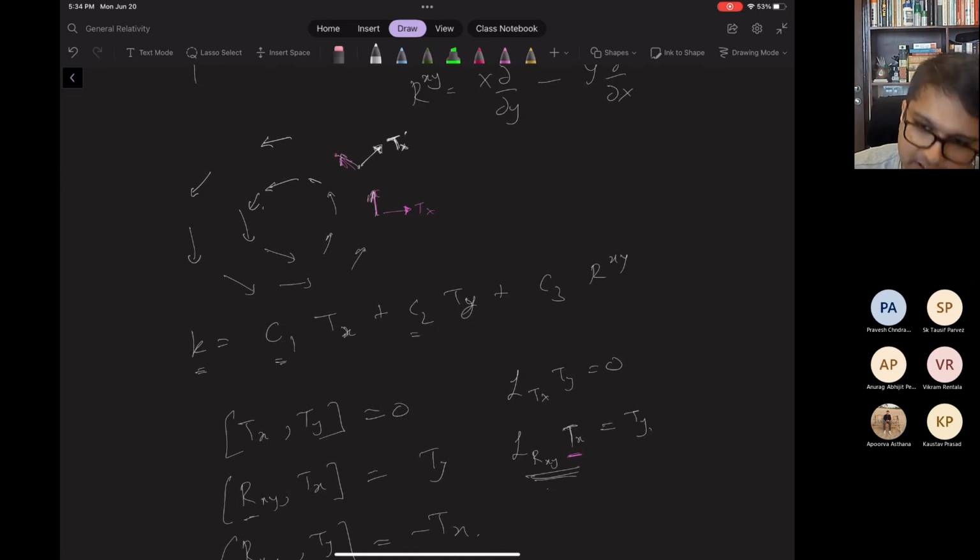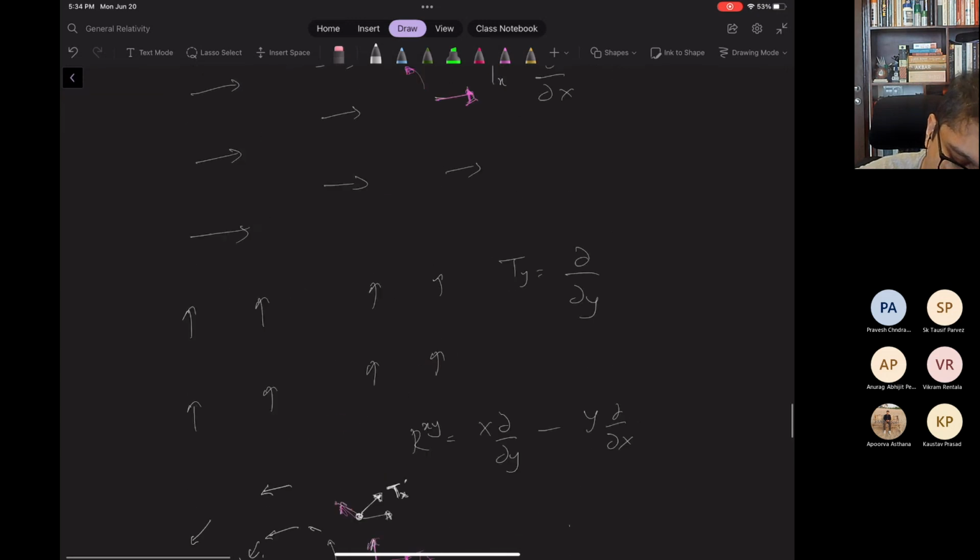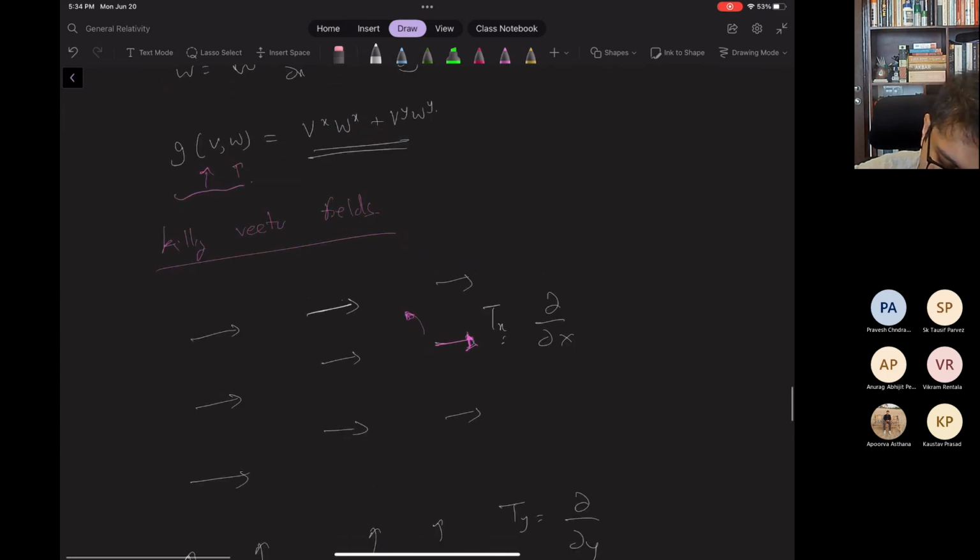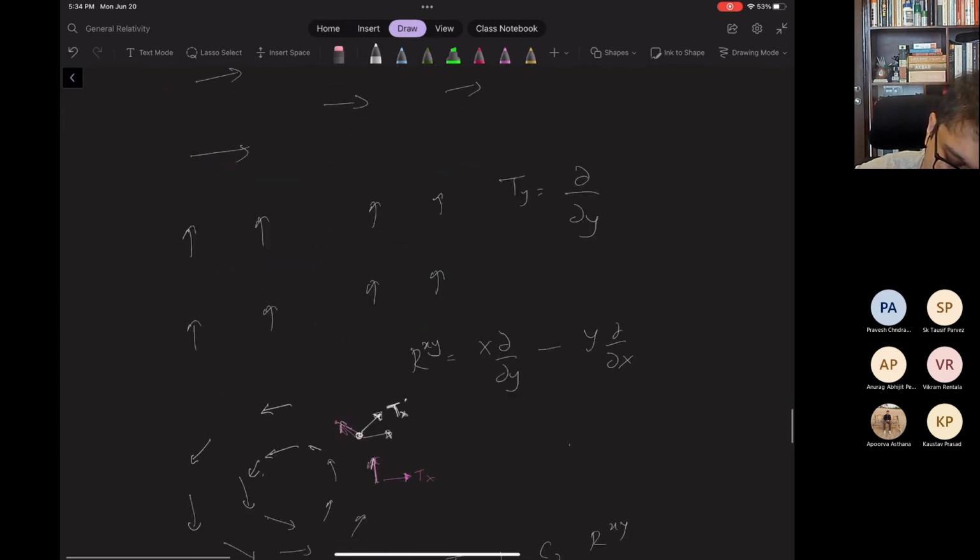And what the Lie derivative is doing is it's taking the Tx after my rotation, after my diffeomorphism, minus the original Tx at the point P. And this is the original Tx at this point. The original Tx at this point also looked like this. This was the original because all the Tx vectors were the same. They were just these.